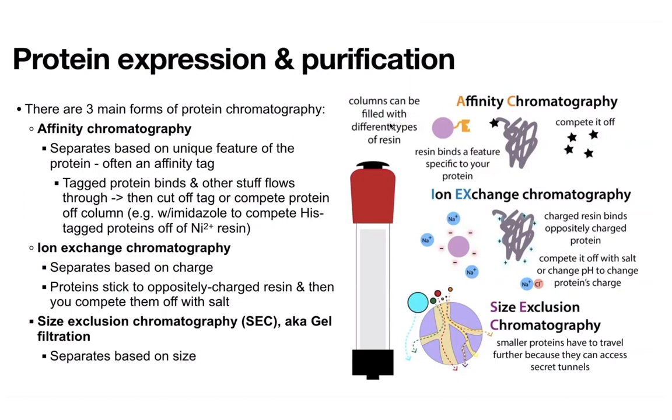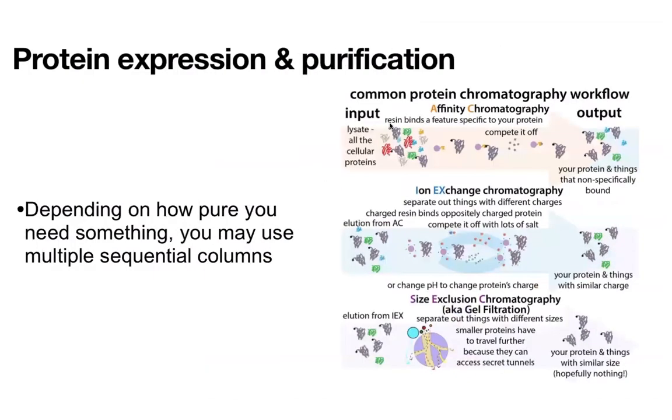But basically, instead of interacting and sticking to the beads, things actually go through the beads and around the beads. And the beads are basically porous. They're like a gel, but in this little bead form. And the pores are different sizes. And basically the bigger proteins can't go through all the little tunnels, so they get to take shortcuts, and so they travel faster. And then the little guys have to go through a bunch of tunnels, so they travel slower. But all you need to know in this context is basically that size exclusion chromatography is going to separate things based on size.